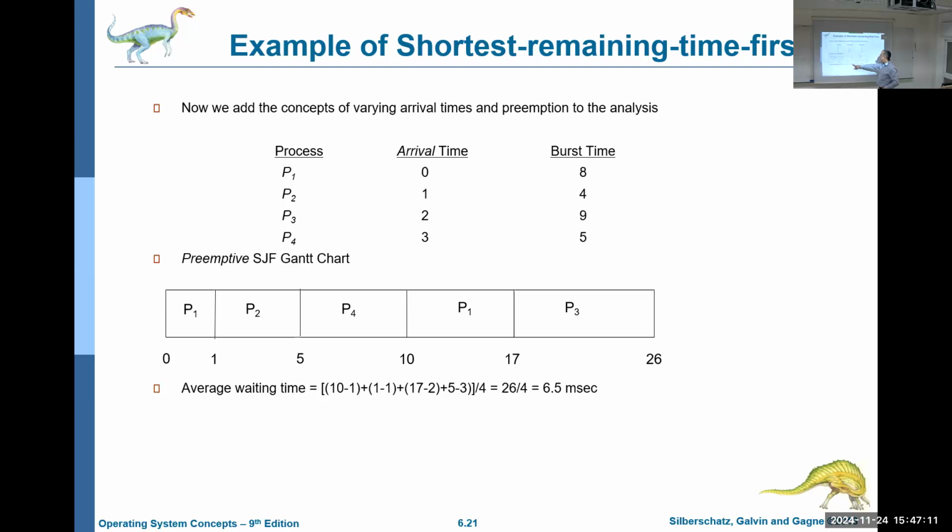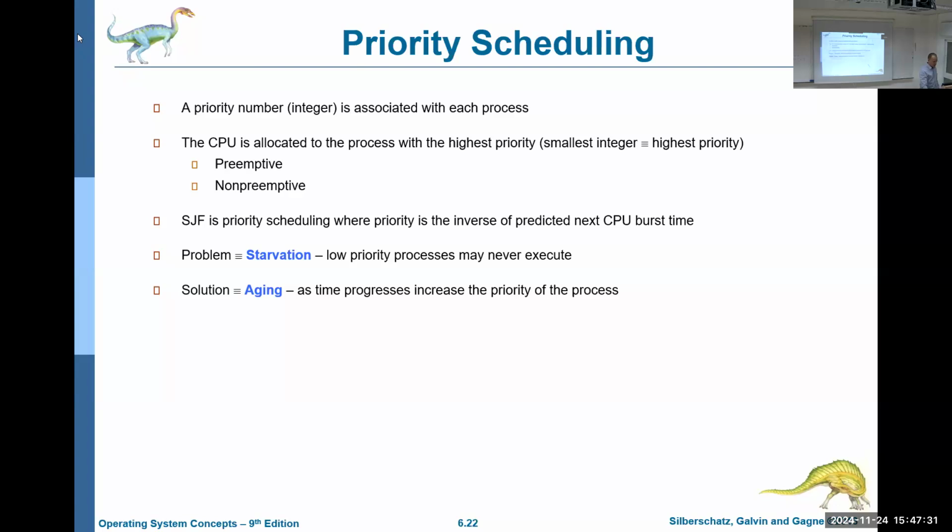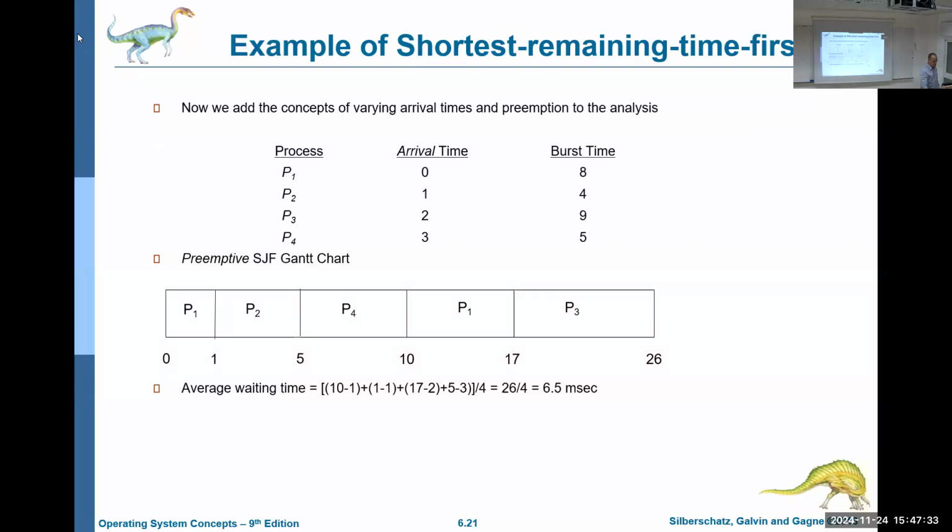And similarly, P4 came at time 3, but he only started at time 5. So it's 5 minus 3, which is 2. We add those all up, divide by 4, and we get 6.5. I don't know if I did it here. Let's do something. This is great. I already skipped way too much.